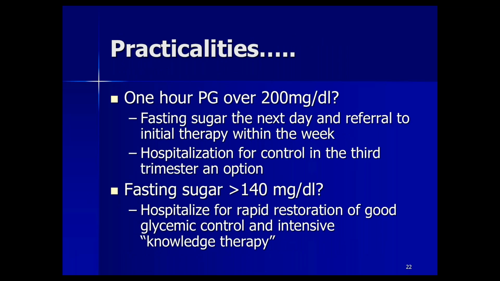A few other practicalities. If your 1 hour screen is over 200 milligrams per deciliter, more than 90% of those patients are going to have a positive 3 hour. So I usually recommended that my referring physicians just get a fasting sugar the next day, and that would help us figure out who needed a streamlined referral for initial therapy within the week, and in those very rare situations, who would need hospitalization for control, especially in the third trimester. And we'll go over that subgroup a little bit more later in this lecture. If your fasting is over 140, that is a group where you may want to hospitalize them for rapid restoration of good glycemic control and an intensive knowledge therapy.